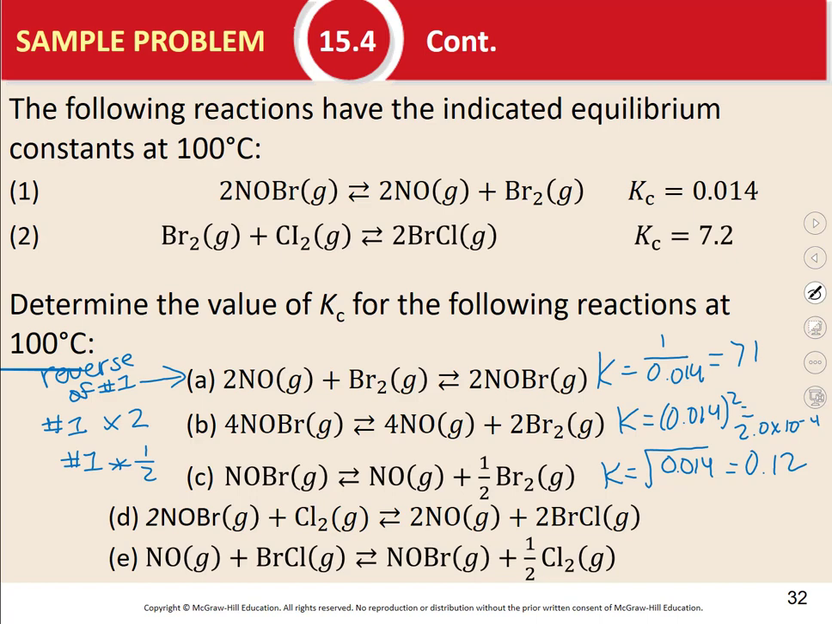D, we've got something else going on here. All right. So let's say we take these 2 equations and we add them together. Is anything going to cancel when we add them together? What cancels? Bromine. Br2 will cancel when we add them together. So we end up with 2 NOBr.